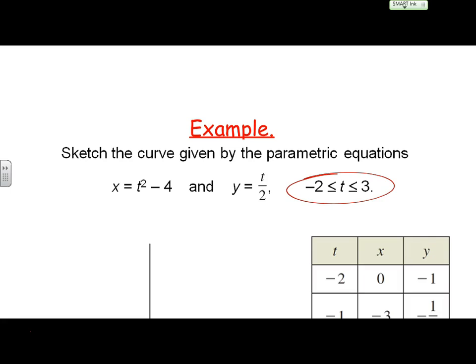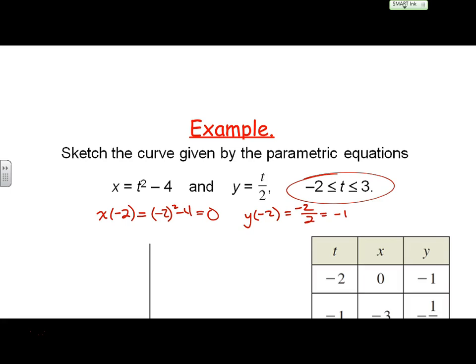And how did they find the beginning of the table? How did they find when t is -2, x is 0, y is -1? Yeah, just plugging it in. You would just find what is x of -2, plug and chug, -2 squared minus 4, which of course is 0. And then what is y of -2? Plug and chug, -2 over 2 is -1.